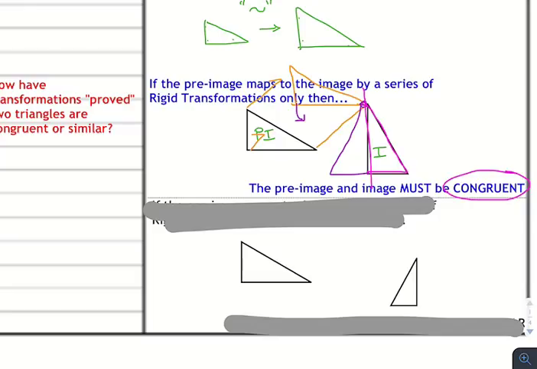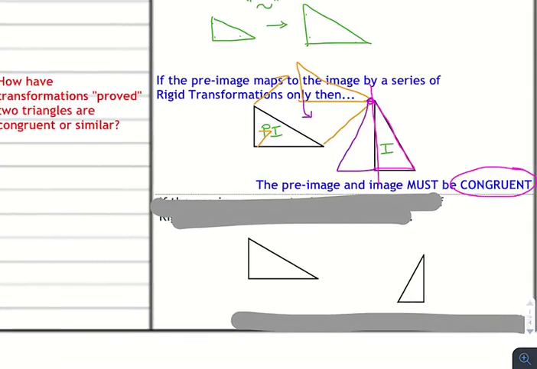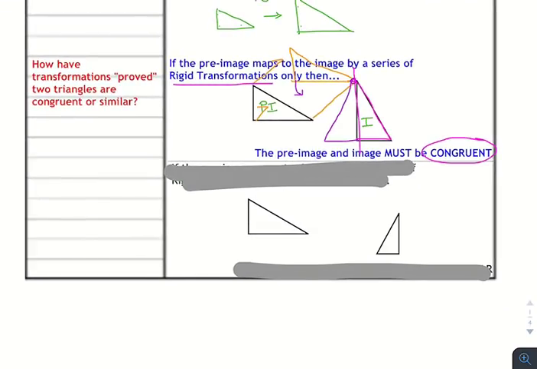And that was really the weird point I was trying to make with most of this stuff in this unit, that if you just use rigid transformations, the pre-image and image should remain the same size. Same angles, and of course same side lengths. The same is true for similarity transformations, or dilations, excuse me.